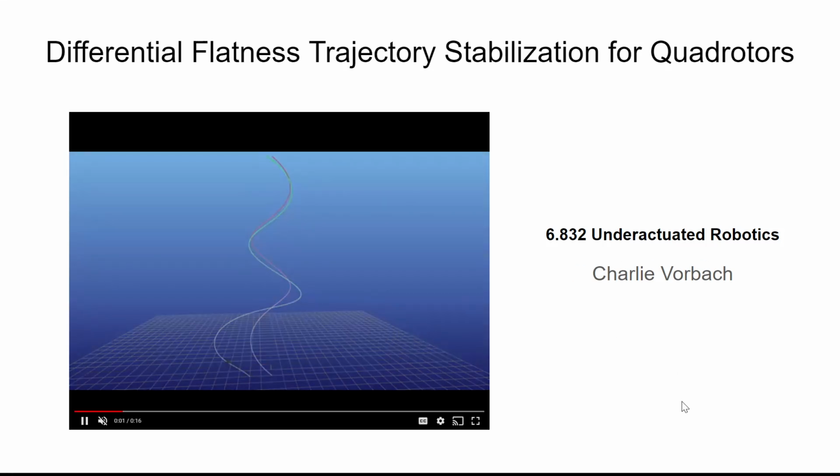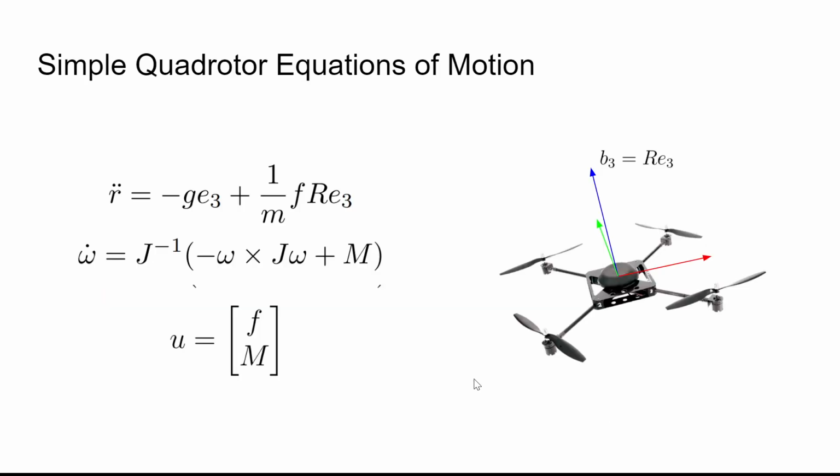Hi, my name is Charlie Vorbach, and my final project used the differential flatness property of quadrotors to stabilize trajectories. Here you can see the final result with the quadrotor's trajectory in green converging to the desired trajectory in red. We'll look at how we got here, starting with the equations of motion that I used.